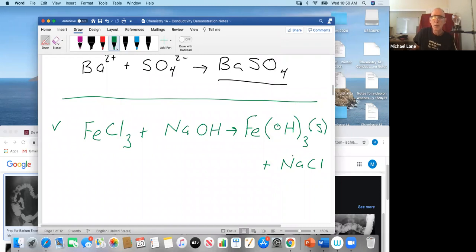Let's balance this equation. We have the proper products, can't balance it until we have the proper products. Again, this one balances pretty trivially. I see I have 3 hydroxides here. I'm going to go over here and write 3. Now I have 3 sodiums here. I'm going to come over here and write 3 chlorines. I come over there, 3 chlorines, 1 iron, 1 iron. Voila, it's balanced. This is the molecular equation.